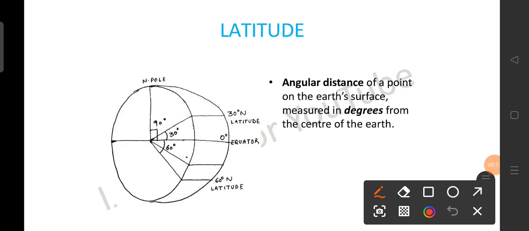Today we will see latitude. As we have seen in exams, a lot of questions were asked from geography. So here the concepts are: the first was Earth, and today we will discuss latitude.